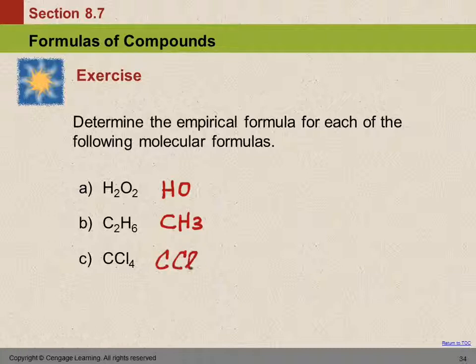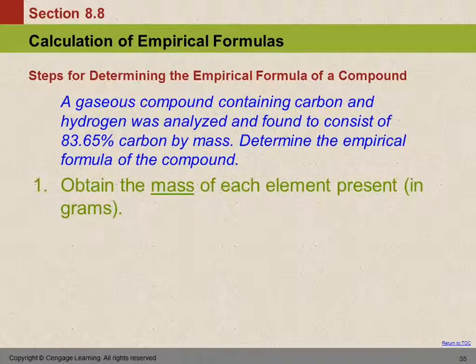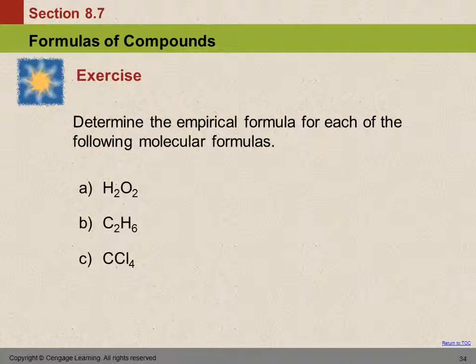How about CCl4? The lowest ratio is 1 to 4, and so the empirical formula is the same as the molecular formula. Does this make sense? So, yeah, let's not go to the next section just yet. You should be able to recognize whether something is an empirical or a molecular formula. And if given a molecular formula, you should be able to figure out what the empirical formula is just by getting the lowest ratio.